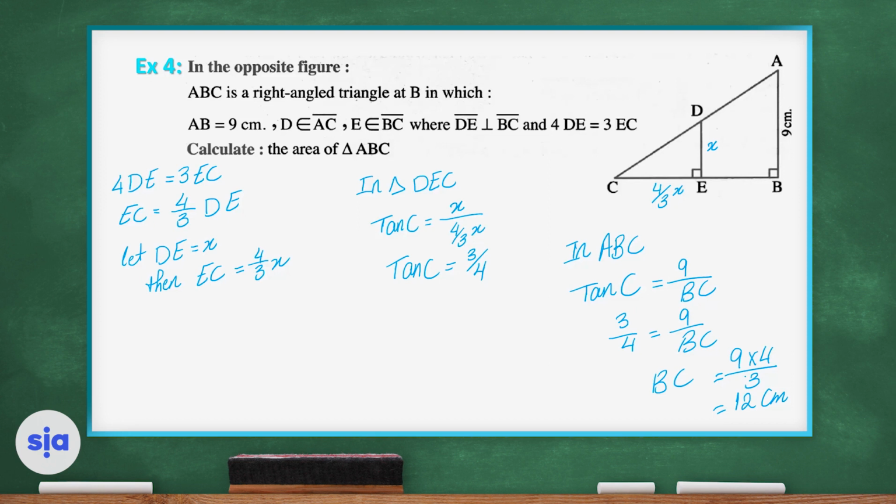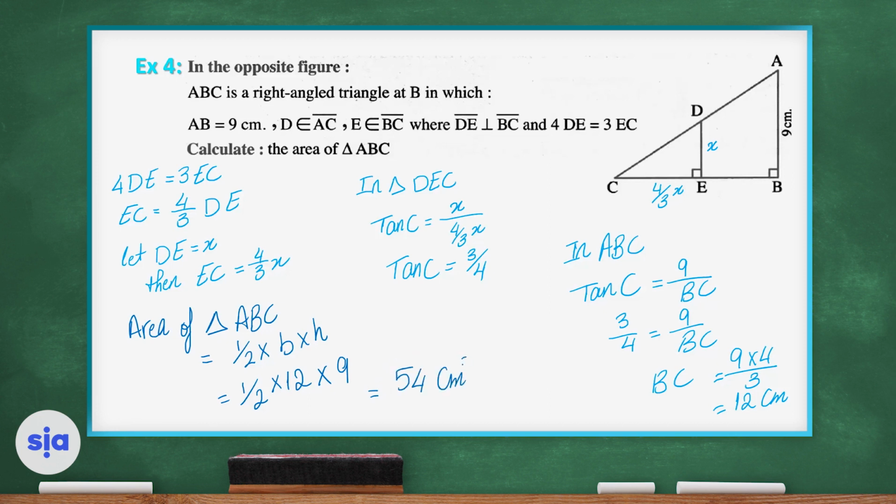Why are we doing all of this? Because the question here is asking us to find the area of triangle ABC. So the area of triangle ABC equals half times base times height, where the base is BC that we got, it equals 12, and the height is AB that we have already, it equals 9. Then the area of this triangle is equal to 54 centimeters squared.